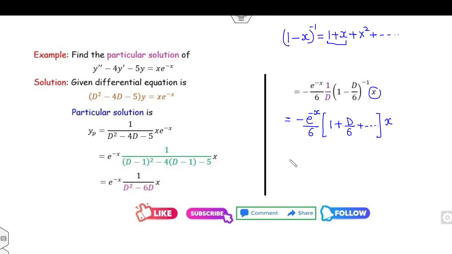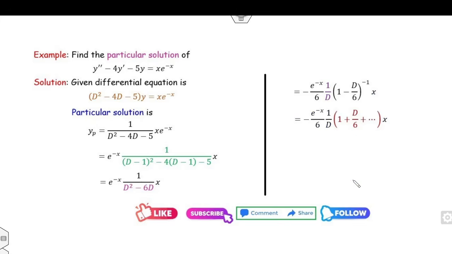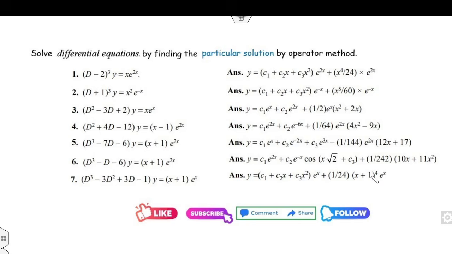Fine. Now you can open this. Sorry, it's 1 over D also. So it's minus e raised to power minus x over 6, 1 over D. It is x plus derivative is 1 over 6. Now what is the 1 over D? That's the integration. So you can find the integration of this part. So that will be x square over 2 plus x over 6, which is the right answer of this problem.